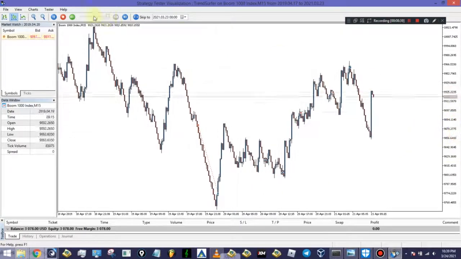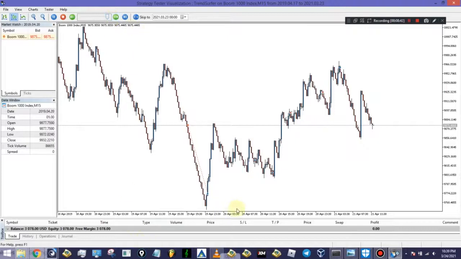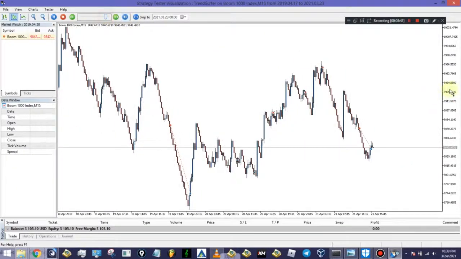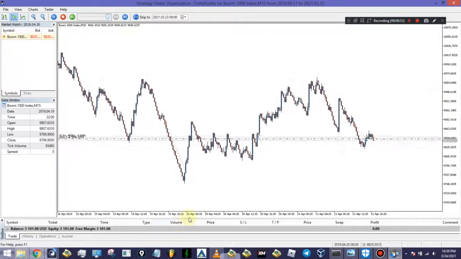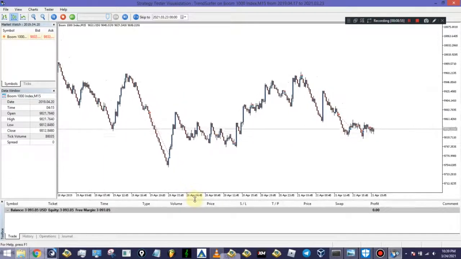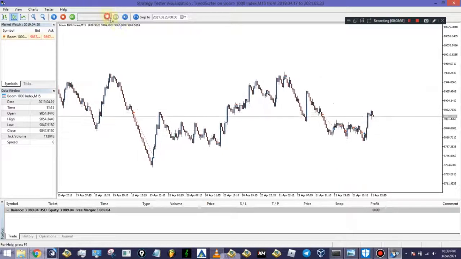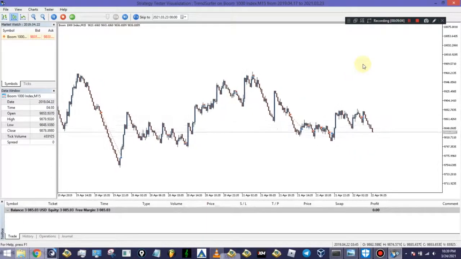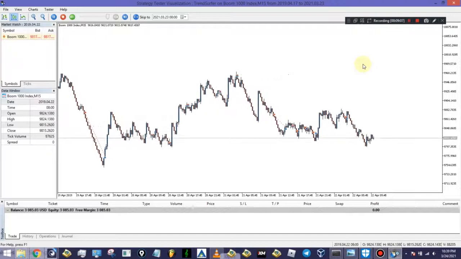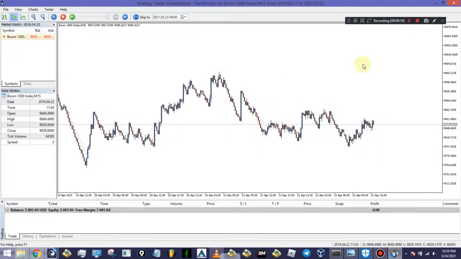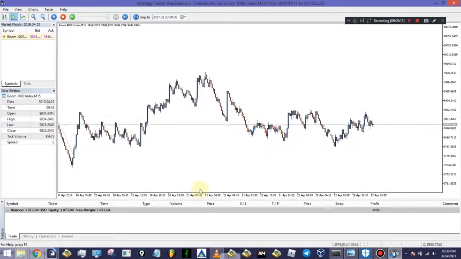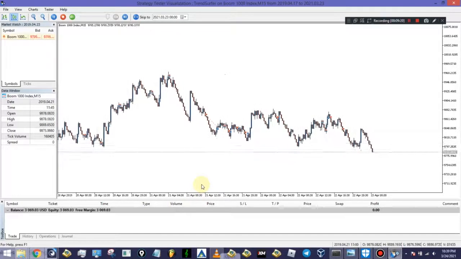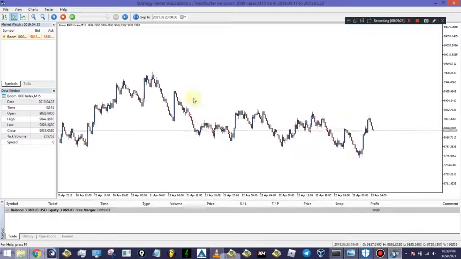So right now it's just going to be a bit slow before it picks up speed. I just want to reduce this so you guys can see. Now it's going to be a bit slow until it picks up speed. Then we can really get to it. Yeah, waiting for this thing to pick up speed.